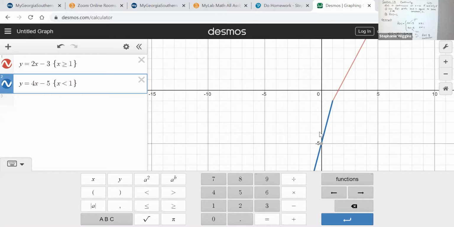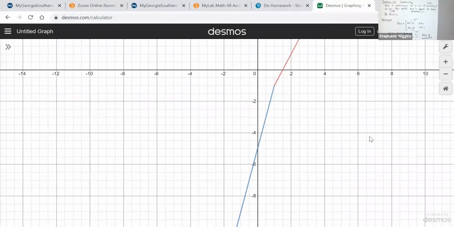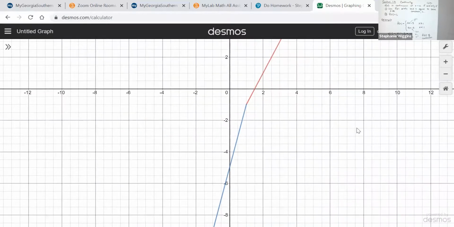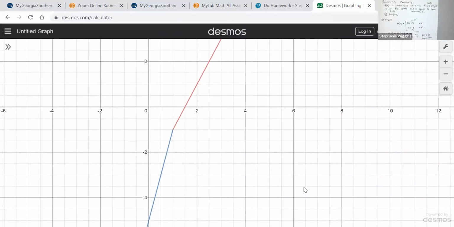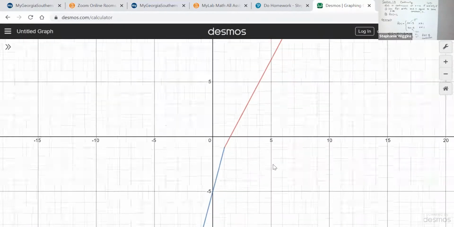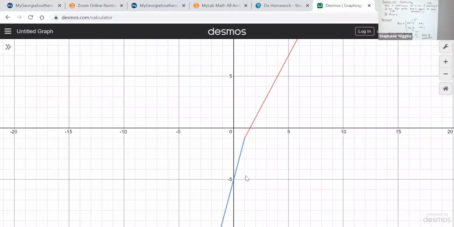And if you want to get a better look at it, you can collapse all these little windows that I have here. So you can use these arrows to collapse. And you can center it by clicking and dragging your mouse to center it. And you can zoom in by scrolling up or down. It'll zoom in and out, okay? And so there's your function. And you can see it's continuous because I can draw it without lifting my pencil, okay? All right, any questions on that one?